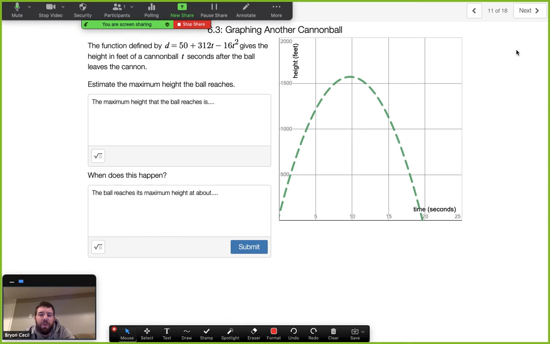What do you think that maximum height is? I'm looking here. You can click on it to see. I'm saying we're about right in through here. So I'm going to say it looks like it is 1571 feet, because that looks like about the height. When does this happen? Looks like it was at 9.75 seconds.